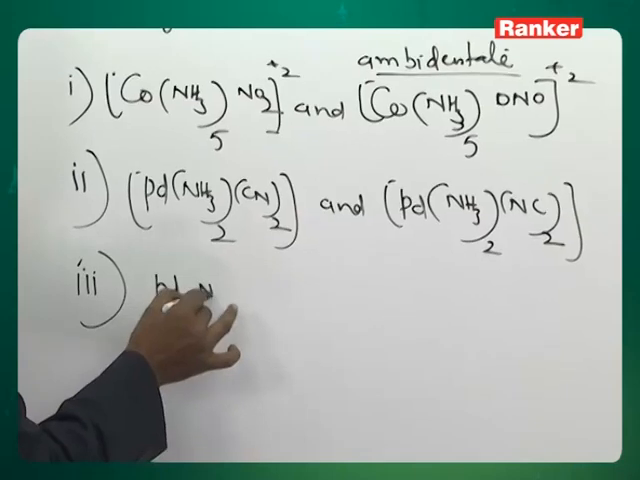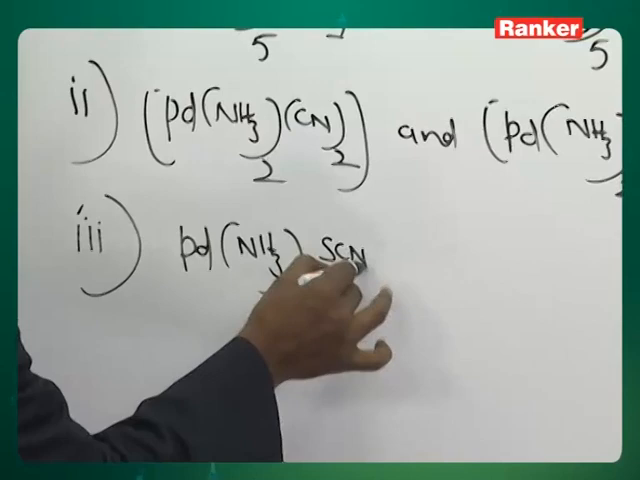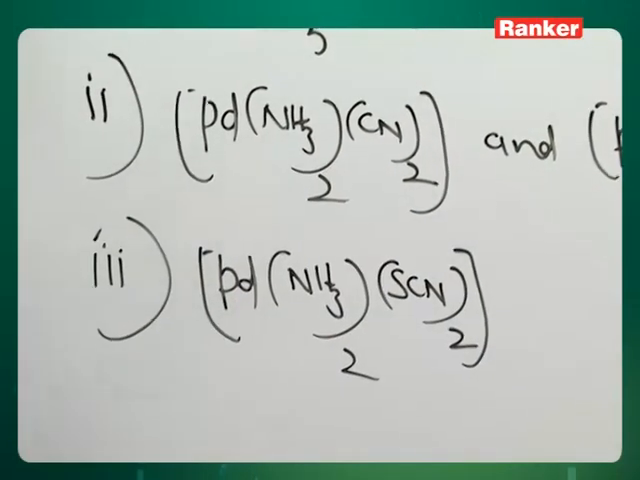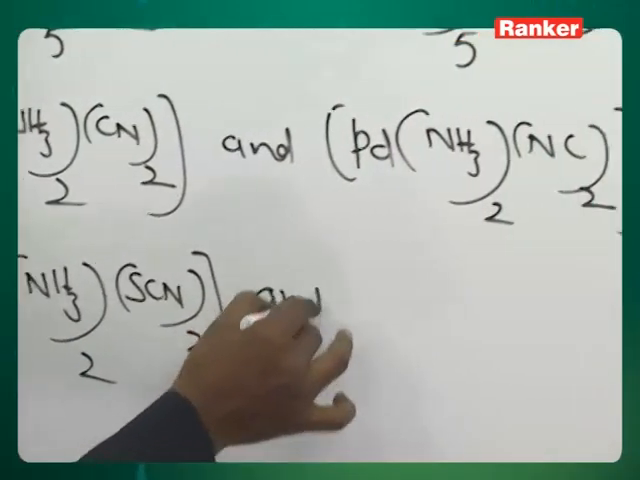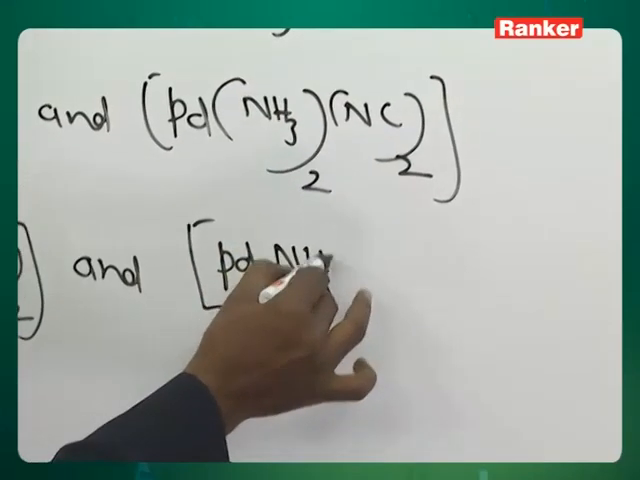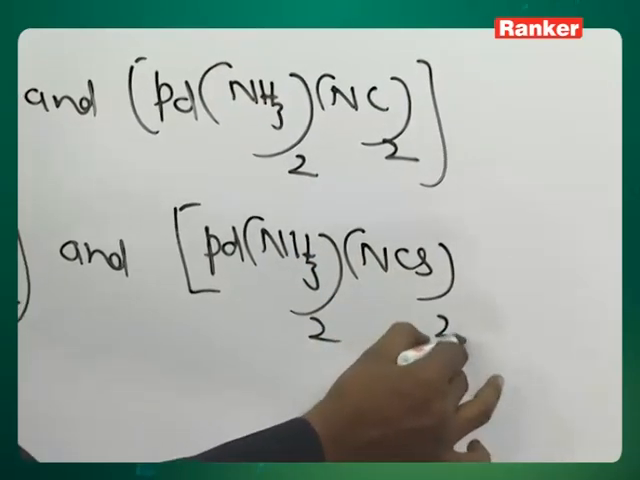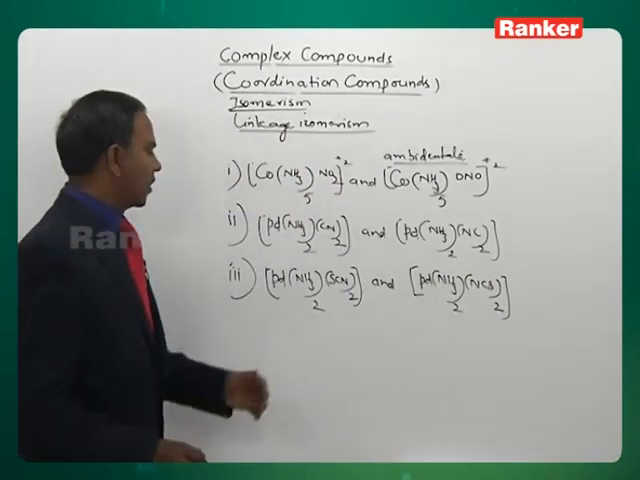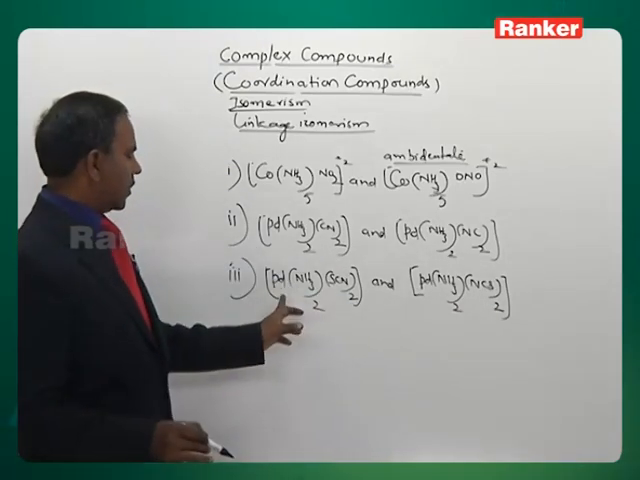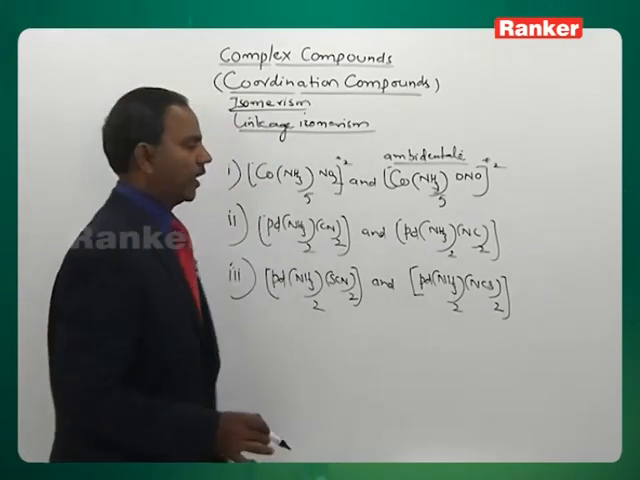Next, the same palladium, NH3 taken twice, SCN taken twice. Next one, palladium NH3 twice, NCS twice. One is thiocyanato, the other is isothiocyanato. Here palladium is linked to sulfur, and here palladium is linked to the nitrogen atom.